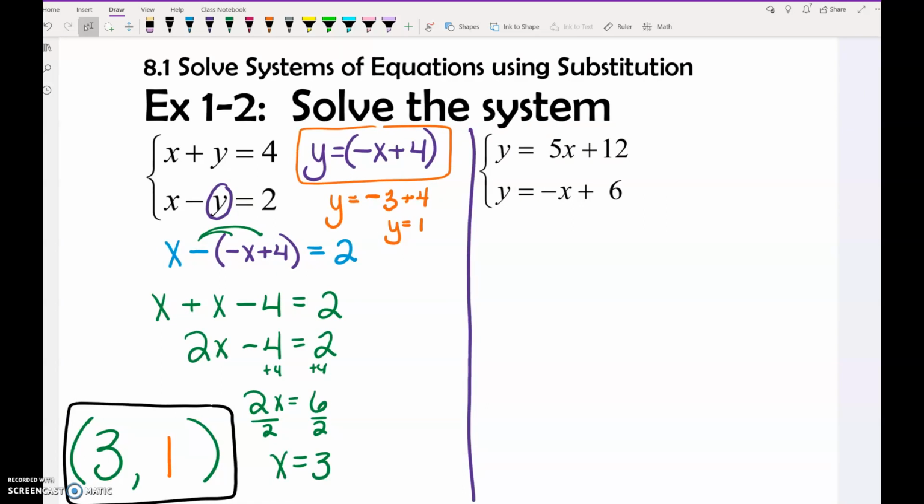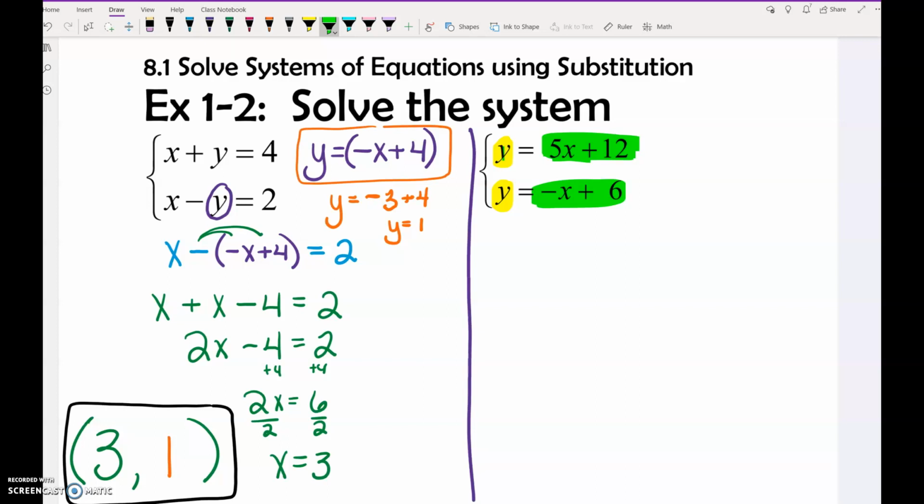Okay, I do really, really love substitution when our system is set up the way that this next one is. This next one says that y equals this stuff. And the second equation says that y also equals this other stuff. So do you remember something from geometry called the transitive property? If A equals B and B equals C, then A must equal C. Well, y equals stuff. That stuff also equals y.